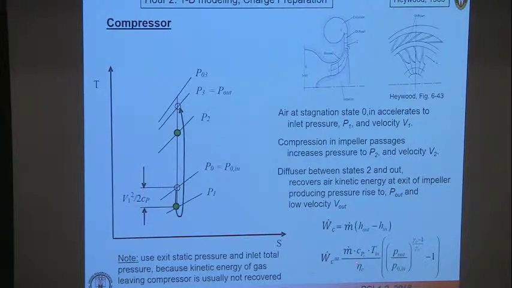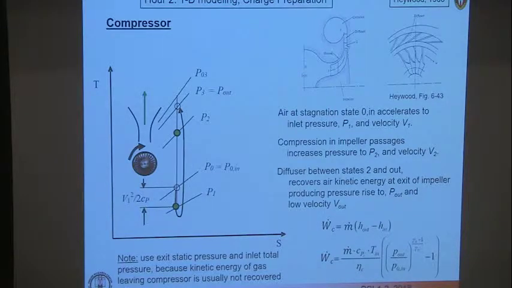There's a quantity here called the compressor efficiency, and you can identify the difference here is associated with the difference between an isentropic compressor and a real compressor. One point is that you use the exit static pressure, that's our P out over here, and the inlet total pressure when calculating the work required by the compressor. So just a little picture of what the compressor is doing there. It's raising the temperature in the impeller passages.